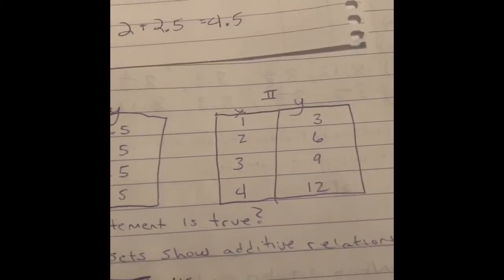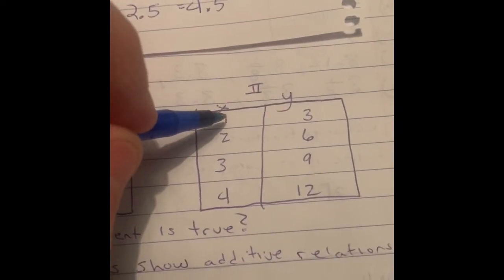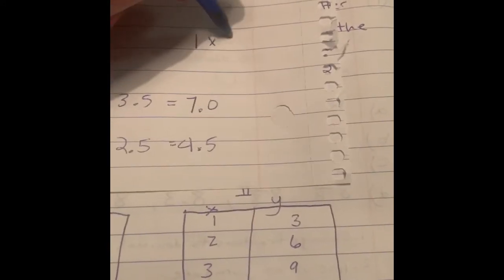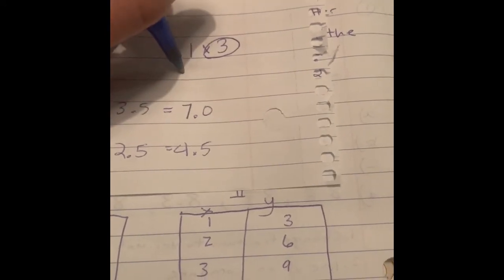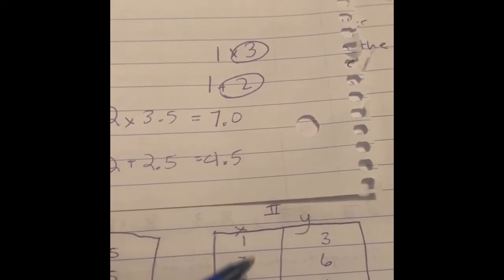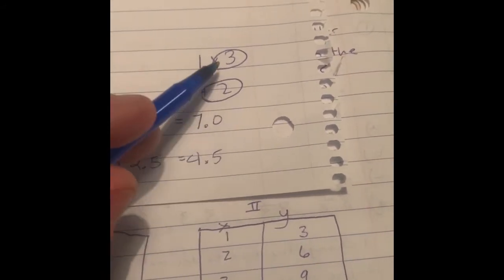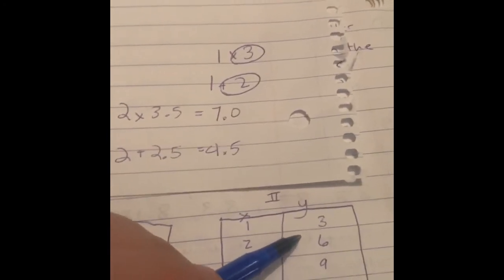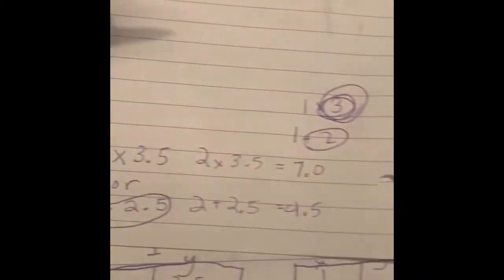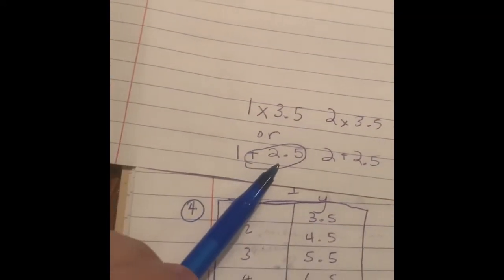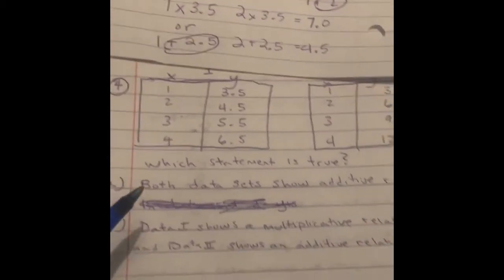Now we're going to check the rule over here. There's two ways we can get from 1 to 3. We can do 1 times 3 as a rule, or we can do 1 plus 2 as a rule. We're going to see which one works for the next piece. If we put in 2 plus 2, we will get 4, and that does not work. If we put in 2 times 3, we will get 6, and that will work. So we know the rule for table 2 is going to be times 3, and the rule for table 1 is plus 2.5. So now we're going to read the questions.